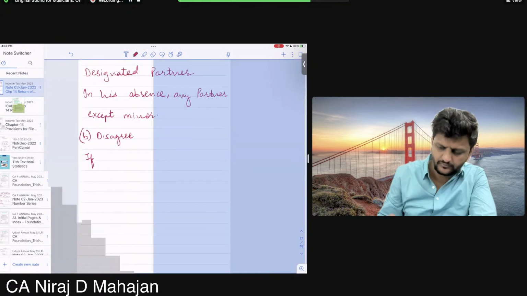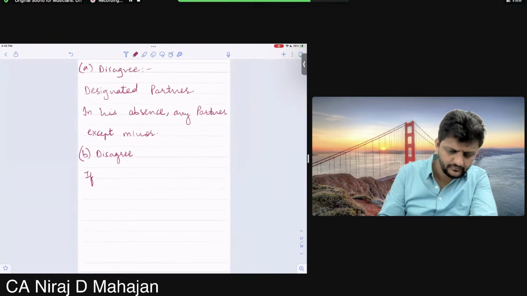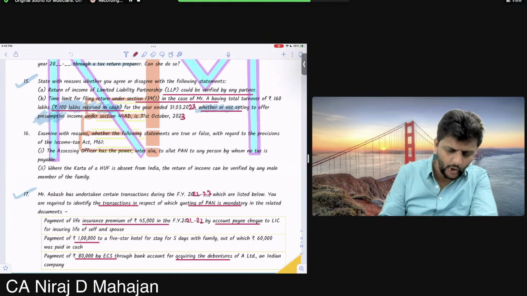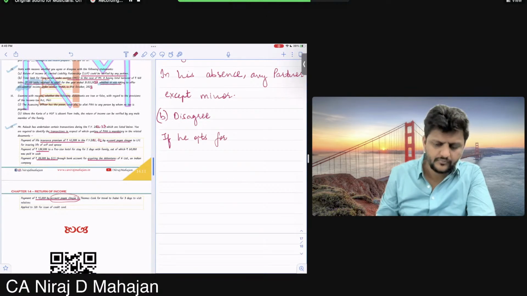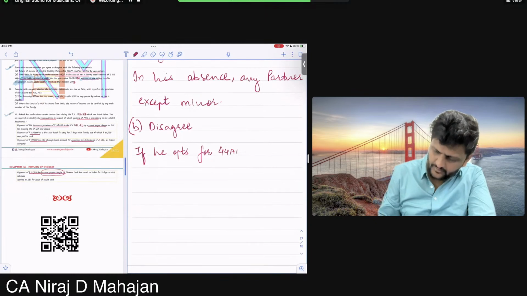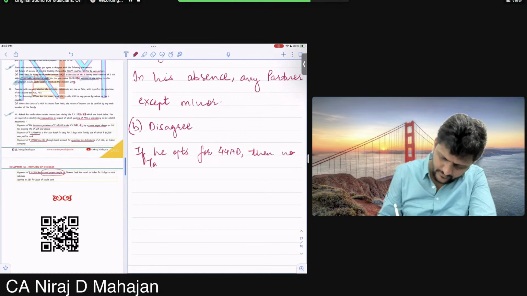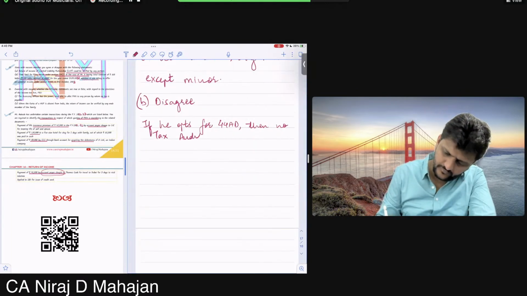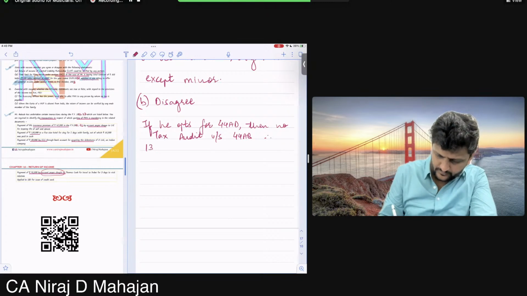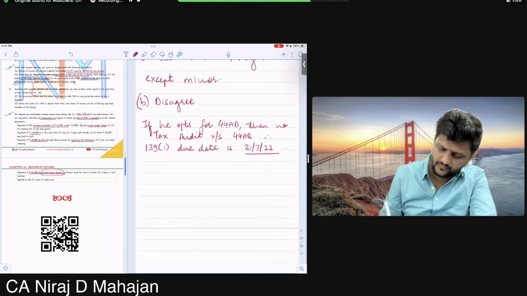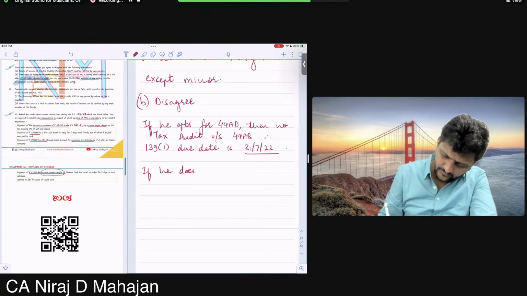If he opts for, write down, he opts for 44AD, then no tax audit under section 44AB, and therefore 139(1) due date is 31st July. If he doesn't opt for 44AD.